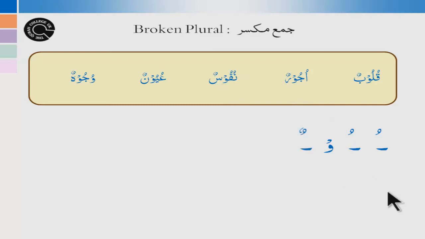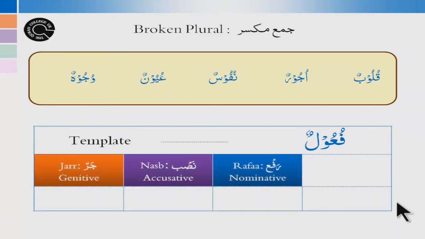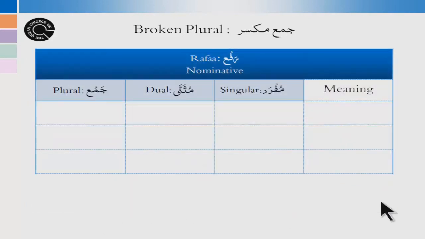So if you replace it with the standard root letters fa, ain, and lam, that would be fa, fu, ru, and you stretch it with u, that is fu'ulun, and then your template would be ready as fu'ulun. You would see them as it is, and that is in rafa, so we can change it to nasab and jar, and that would be fu'ulan and fu'ulin. Fu'ulun, fu'ulan, fu'ulin.